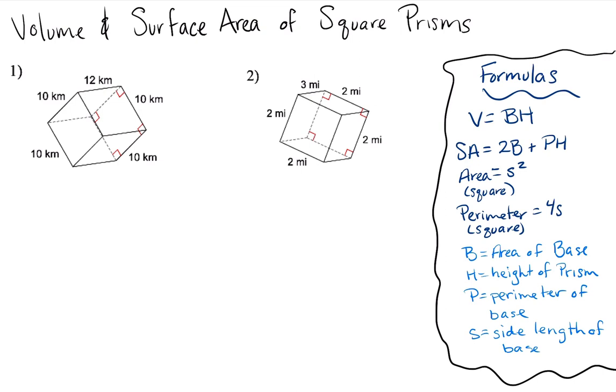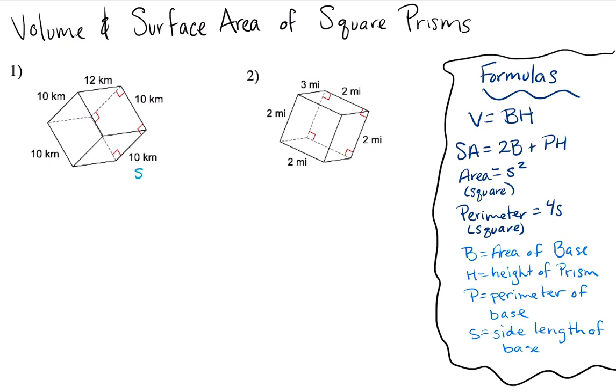Okay, so to calculate the volume, we're going to need the B and H. B represents the area of the base, and H represents the height of the prism. So in order to calculate the area of the base, we're going to need the value of S, which is going to be the side length. That's going to be 10. Okay, because the base shape would be this right here, where the red boxes are. It's a 10 by 10 kilometer square.